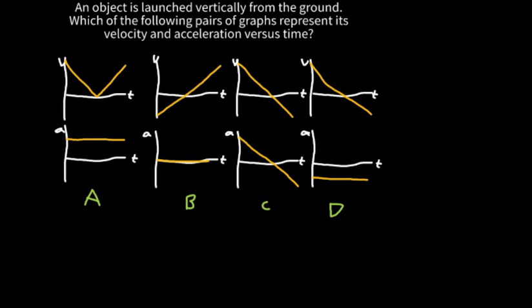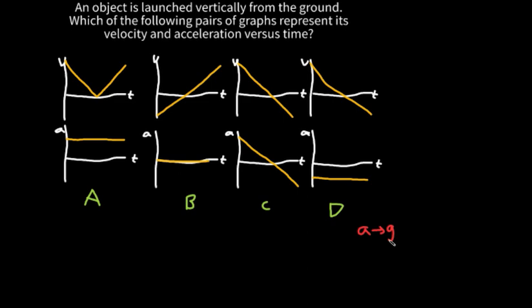So in this video, we're going to go over a few typical AP problems involving kinematic graphs. So first, we have an object that is going to be launched vertically from the ground. Which of the following pairs of graphs represent its velocity and acceleration versus time? So we're going to ignore air resistance, so we have a constant acceleration. In this problem, you need to think that acceleration is due to gravity, right? And if you're just throwing a ball up in the air, it's going to have the same acceleration because it's not going to fly hundreds of meters above the surface of the earth.